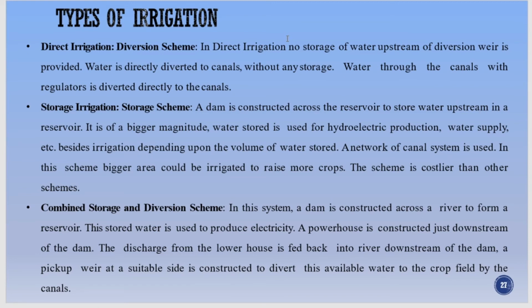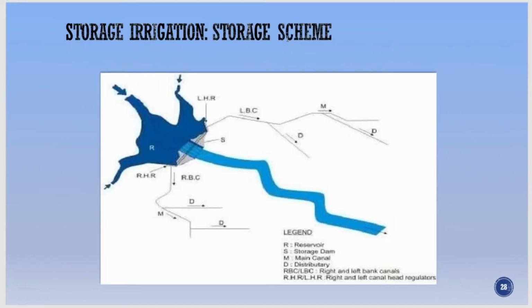And the storage which has been done will be used in case of non-rainfall period. So you can see the schematic sketches of this in storage irrigation. As you can clearly see, there is a huge dam which has been constructed. This is the water being ponded, and these are several canal systems. So the water is supplied on the right bank canal and left bank canal.